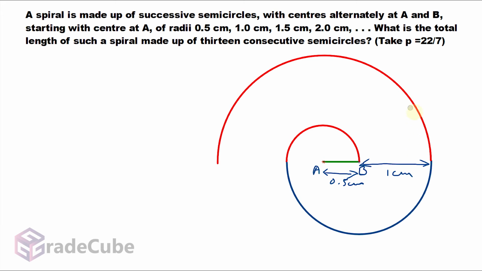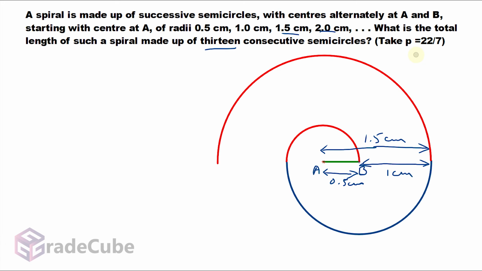Okay, now radius of third semicircle is from A to this point, which is 0.5 plus 1. Total becomes 1.5 centimeter, which is here. If another semicircle is drawn from this point, then its radius will become 2 centimeter, and so on. Now we have to find what is the total length of such a spiral made up of 13 consecutive semicircles. We have only taken the 3 semicircles, but there are 13 semicircles with increasing radii.